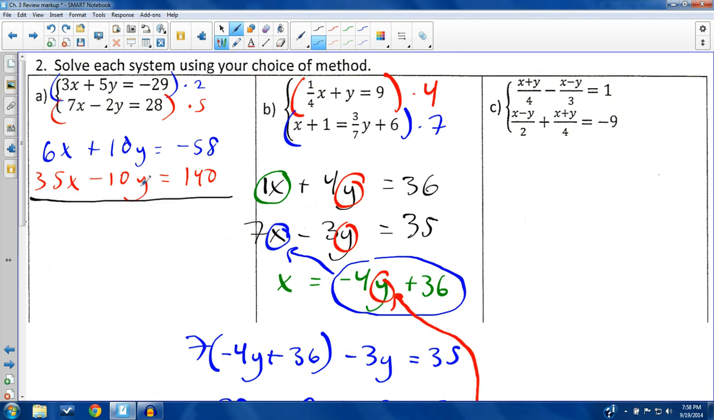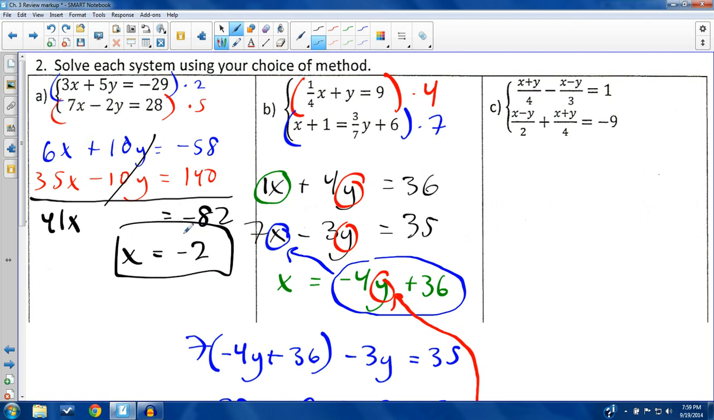Now I can add again for the same reason that 35x minus 10y is the same thing as 140. So I'm going to add technically 140 to both sides. I just want to combine like terms here. So 6x plus 35x is 41x. 10y minus 10y is 0. That was the whole purpose of this. I wanted to get rid of my y values. 140 minus 58, I believe I get -82. Okay, divide both sides by 41. Good number again. x equals -2. I wanted to go for that. All right, I'm in business. I found my x value.